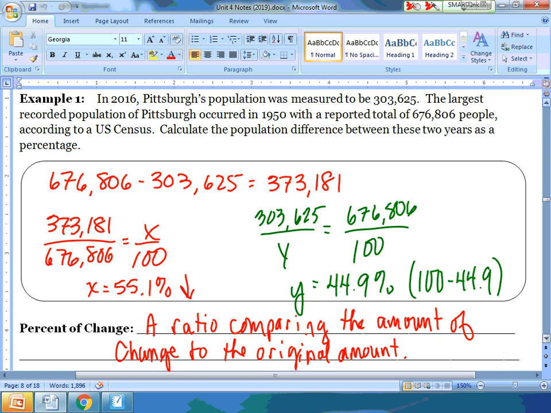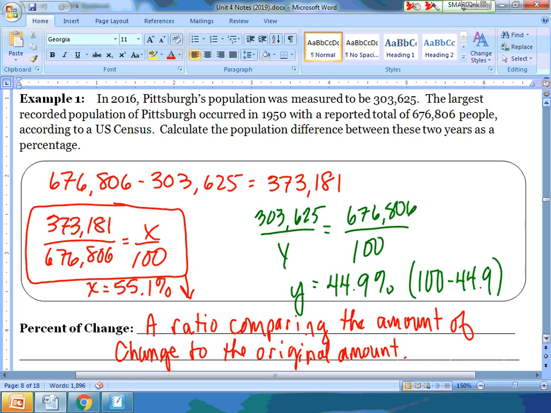So when we say something has been like a 40% decrease, you're comparing the amount that has changed to the original. Look at this first example here, this proportion that Cameron gave us. This emphasizes this concept, where it says comparing the amount of change. The population changed 373,000 over those 66 years. It was originally 676,000. When we say originally, think chronologically. What came before? That would be the original amount.